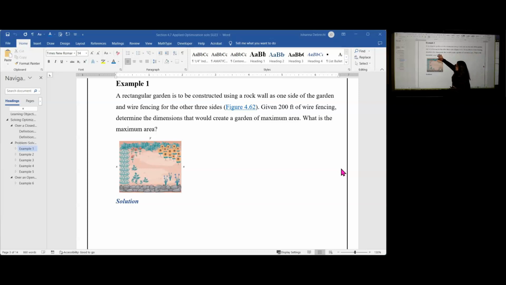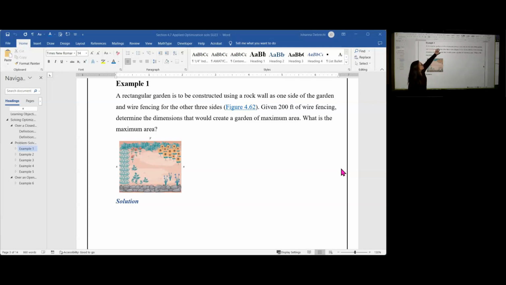What is the maximum area? What I got out of this is we're trying to build a garden, and I did catch that we wanted to maximize the area. However, I did note also that we only have so much fencing and that we're going to use a rock wall for one side. I've already pasted a picture in here for you, and let's go ahead and start labeling the pieces in this picture as we go back and read through it one more time.